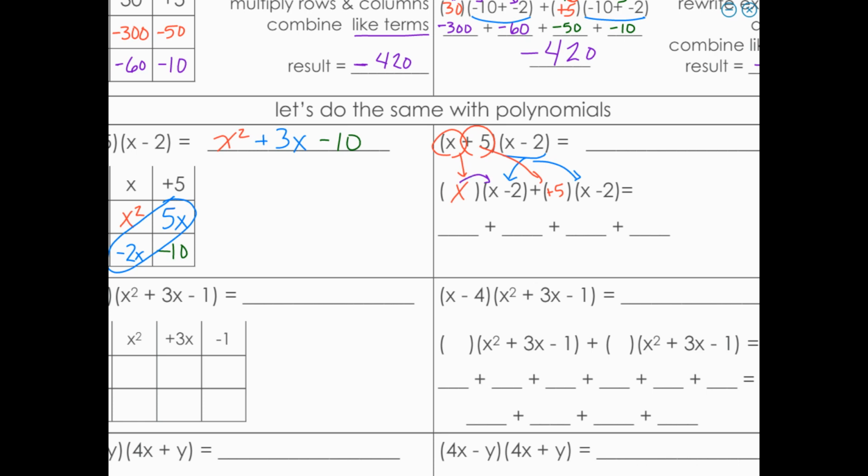So x times x is x squared. X times negative 2, negative 2x. Exactly. Thank you. 5 times x, 5x. 5 times negative 2, negative 10.